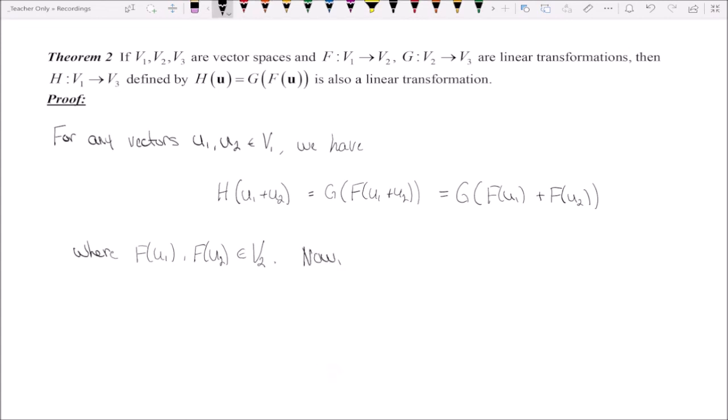Now notice that because f of u1 and f of u2 are in V2, and g is a linear transformation from V2 to V3, we'll get g of f of u1 plus g of f of u2. The first property is satisfied.